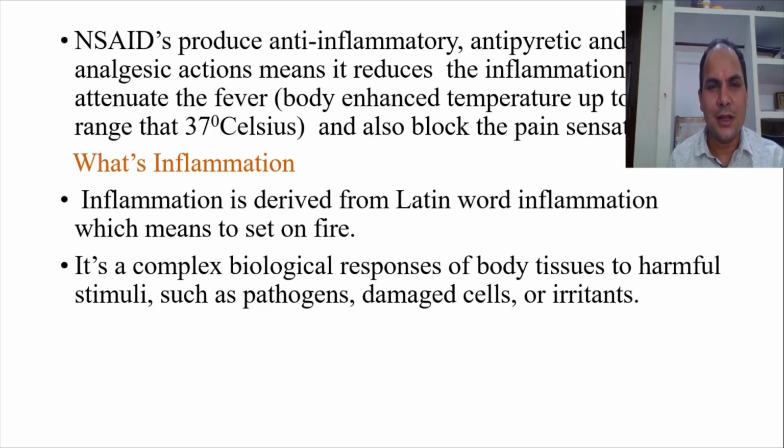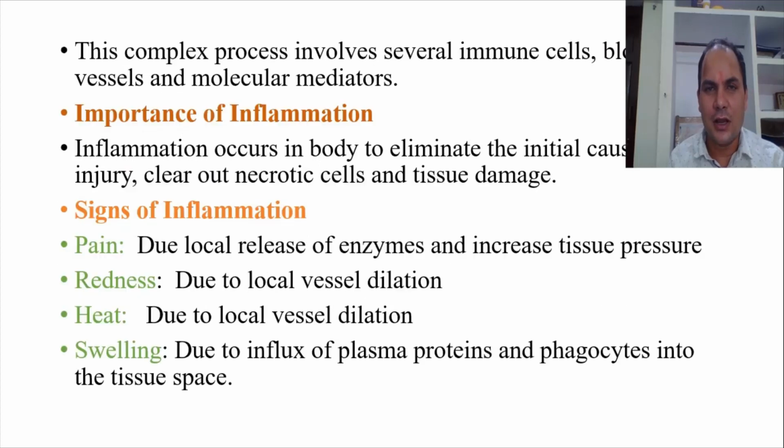Now what is inflammation? Inflammation is derived from the Latin word inflammatio, which means to set on fire. It is a complex biological response of body tissue to harmful stimuli such as pathogens, damaged cells or irritants. This complex process involves several immune cells, blood vessels and molecular mediators. Now the importance of inflammation. Inflammation occurs in the body to eliminate the initial causes of cell injury, and clear out necrotic cells and tissue damage.